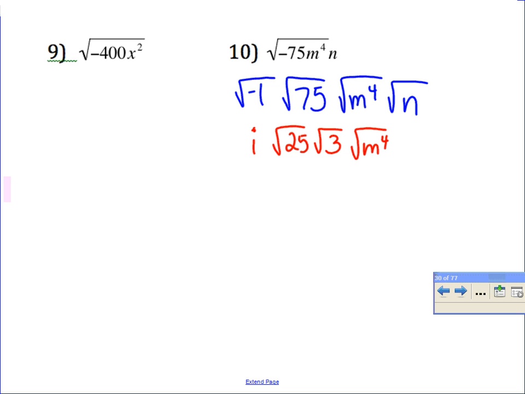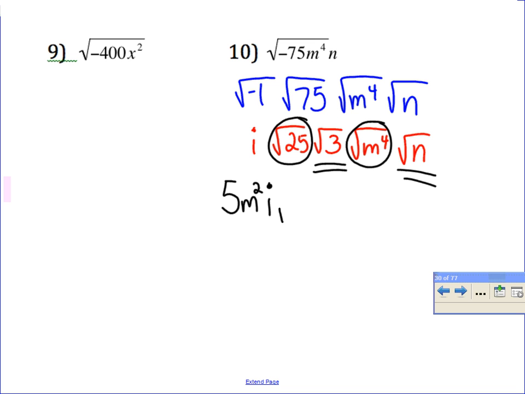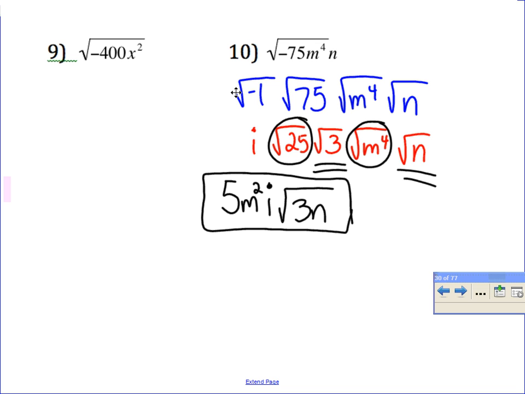Square root of m to the 4th is already a perfect square because it has an even number exponent. Rewrite square root of n. You cannot simplify that any further. At this point, I'm going to circle the perfect squares. So we have 25 is perfect, and square root of m to the 4th is perfect. So I'm going to keep that i right here. Square root of 25 is 5. Square root of m to the 4th, remember, just divide that exponent by 2. Square root of m to the 4th is m to the 2nd. And then the square root of 3 and the square root of n just stay inside the radical. You cannot simplify those any further. They are not perfect squares.